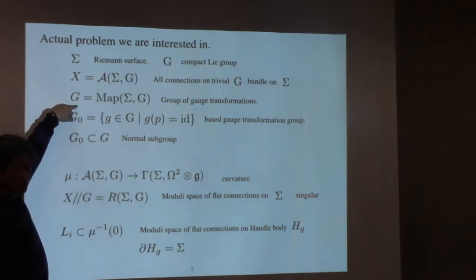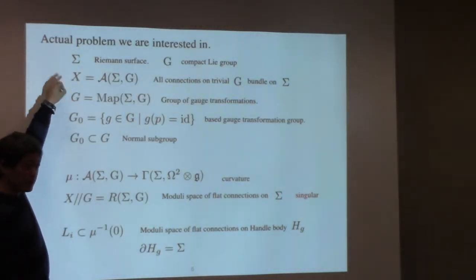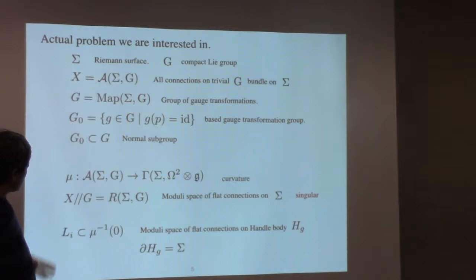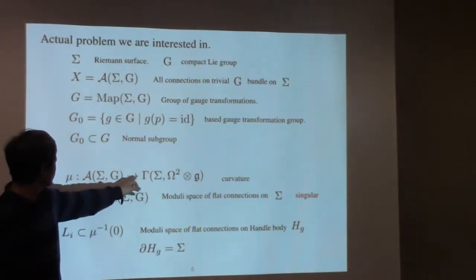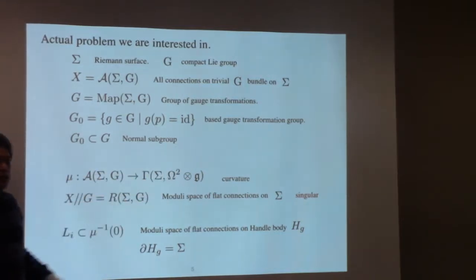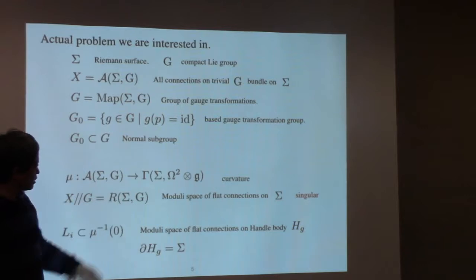So now there is a natural action: connections are acted on by gauge transformations, and it is a very famous story that this has a moment map. And the moment map is exactly the curvature. So you have a connection A, you associate a curvature F_A, which is a two-form valued differential form, and this is dual to the Lie algebra of this G. And the symplectic quotient is a very famous fact.